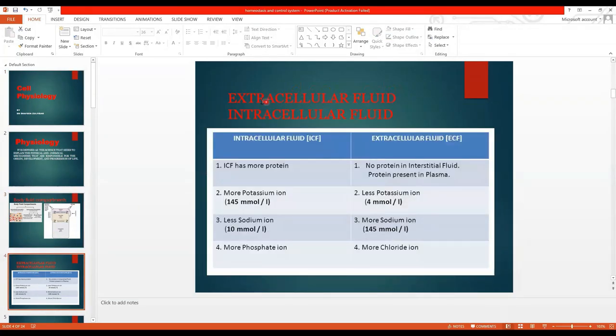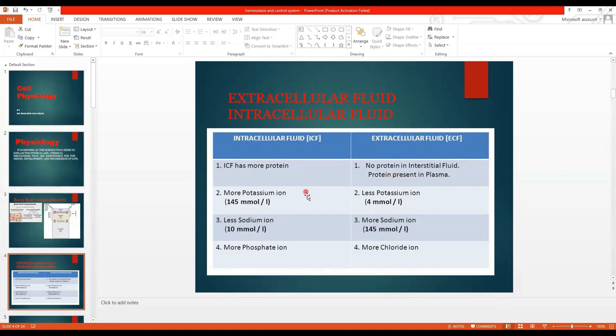Now, what is the difference between the extracellular fluid and the intracellular fluid? As their name indicates, intracellular fluid is the fluid which is present inside the cell, and extracellular fluid is the fluid which is present outside the cell. Intracellular fluid has more protein as compared to extracellular. No protein is present in the interstitial fluid, but plasma consists of protein.